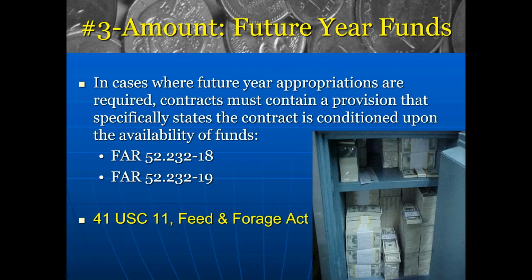Future year funds. In cases where future year appropriations are required, contracts must contain a provision that specifically states the contract is conditioned upon the availability of funds. So 52.232-18 and 52.232-19. The Feed and Forage Act allows DoD to contract for clothing, subsistence, forage, fuel, quarters, transportation, or medical supplies for the current fiscal year, even in the absence of an appropriation. As noted in the Operational Law Handbook, this act was invoked to support Operation Desert Shield. Of course, Congress will subtract the amount DoD uses when they authorize this budget.